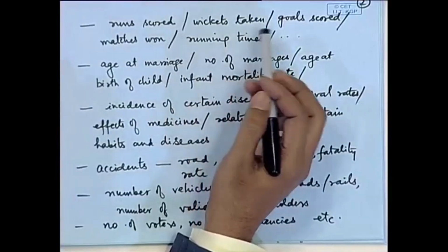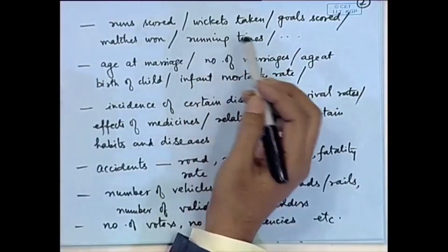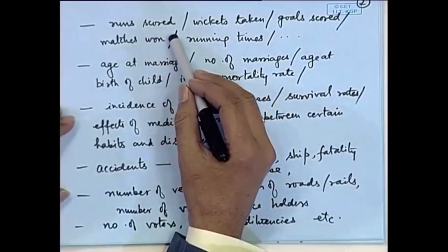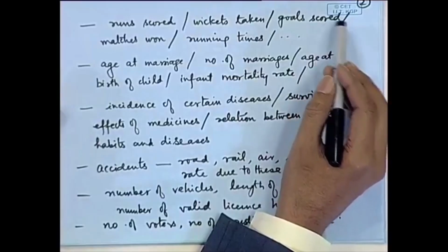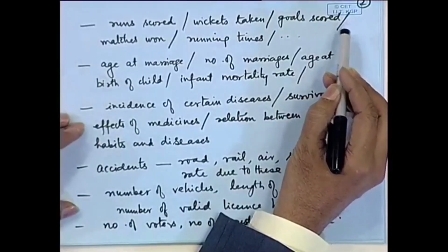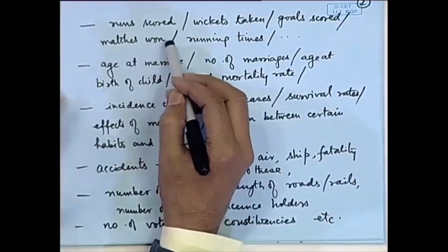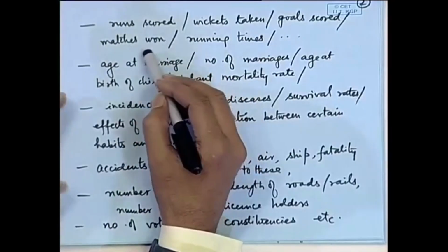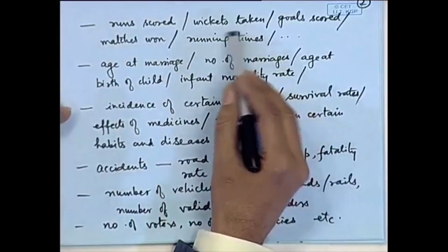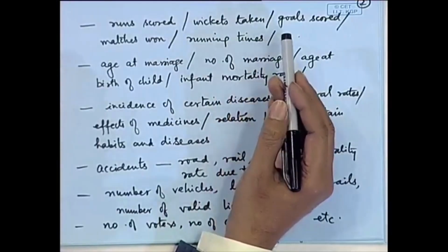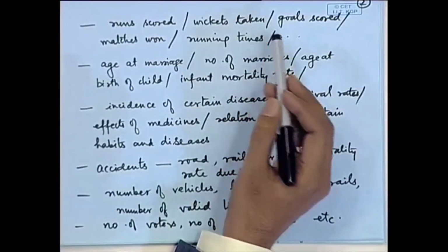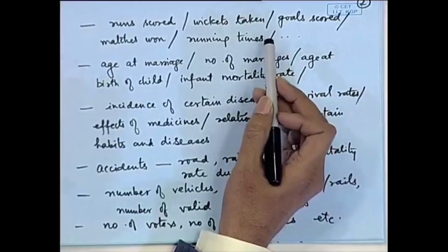Statistics are kept in areas such as sports, where we keep a record of the runs scored by players, wickets taken in a cricket match, in a football match, how many goals are scored, in a hockey match how many goals are scored, how many matches are won by different teams. In, say, athletics, what are the running times of the top athletes for certain events, say 100-meter race or 200-meter race, etc.